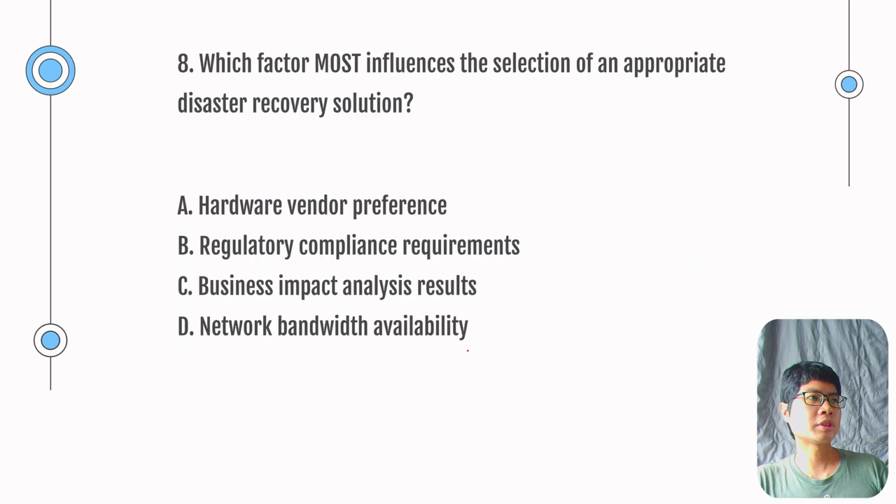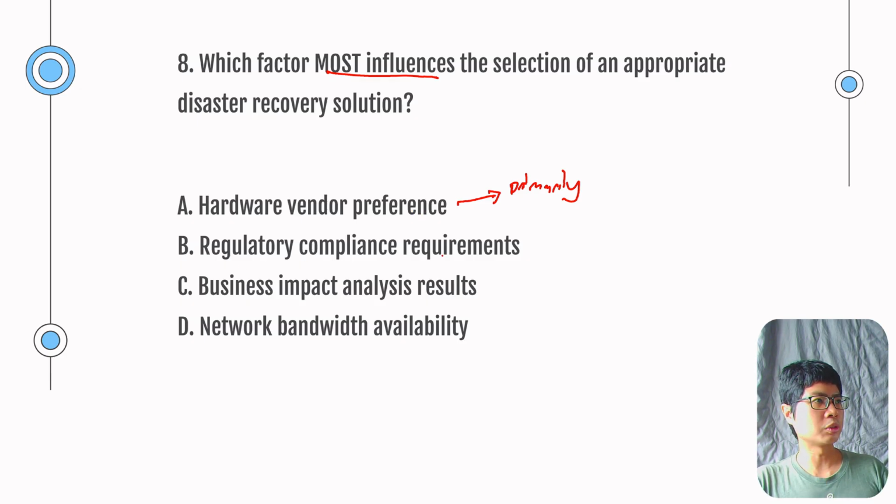Okay, question 8. Which factor most influences the selection of an appropriate disaster recovery solution? Okay, hardware vendor preference. There's some preference. Maybe when we choose a disaster recovery solution, we might prefer vendors which are already running on the primary side, or we are more familiar with, so there is less friction if we need to spin up the secondary side. But we are looking at most influence, and this may not be the most suitable answer.